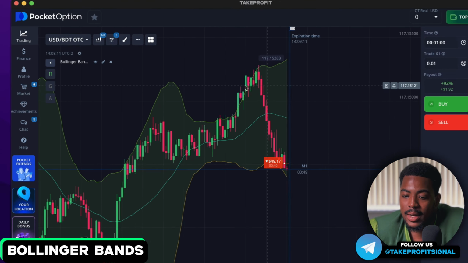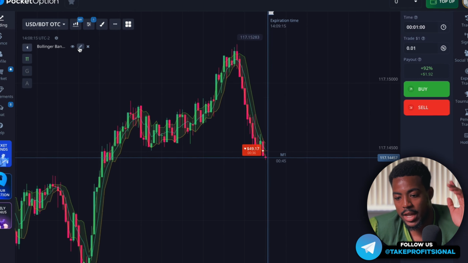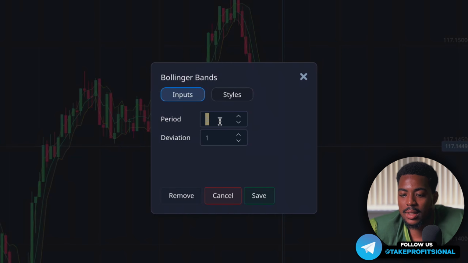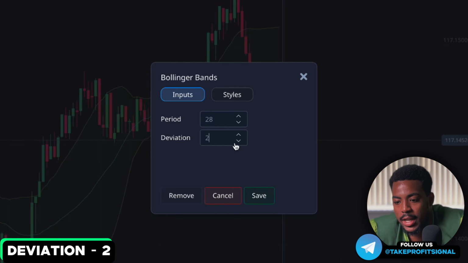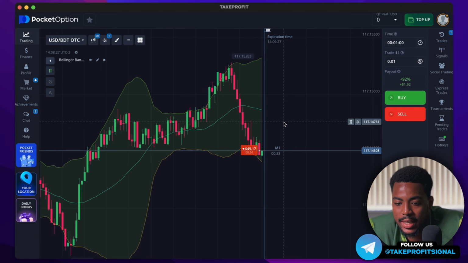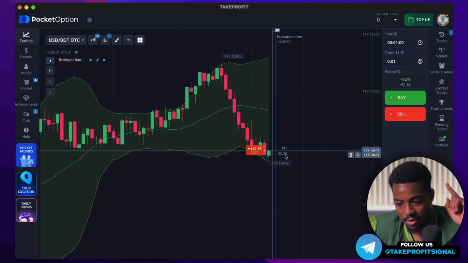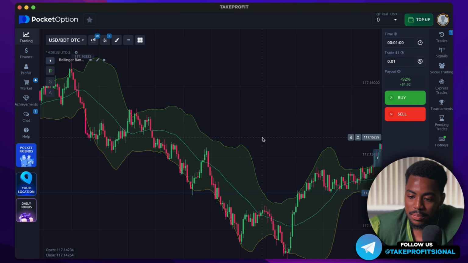You add it. Let me do it with you. Add the indicator with a simple click. And here we will definitely set the period to 28, obligatorily. And the next parameter, 2. You cannot change anything in the styles. I click save and see what rule I follow to enter the transaction.